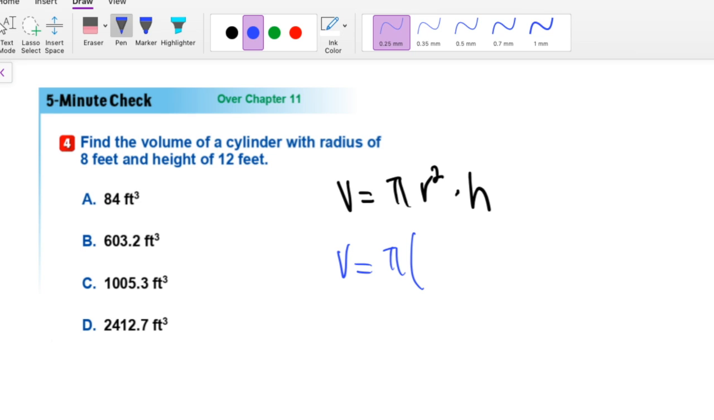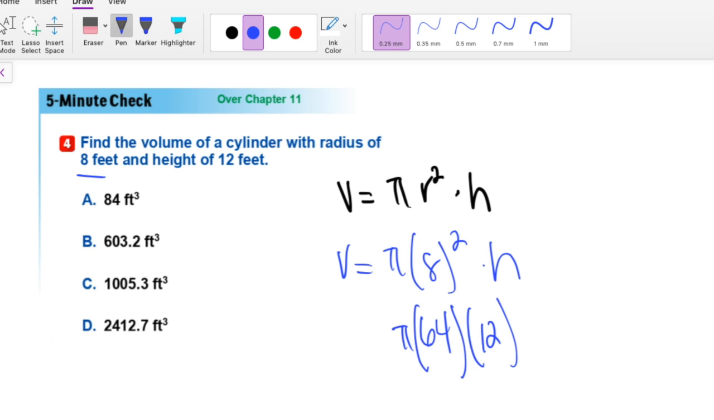What's the radius? 8 squared times height. 8 squared is 64. We'll leave the pi there. The height is 12. And in case you see that I'm putting parentheses around everything, it just makes it a lot easier when you go to put things into the calculator, because the calculator might not necessarily understand what you're doing. So if you put parentheses, it's just a surefire way.